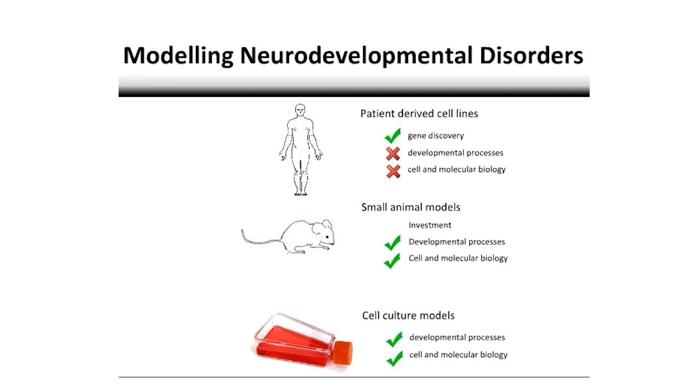So another way that many people use is cell culture models, and there are a few cell lines out there which do present some recapitulation of developmental events, whether it be a neural stem cell line that can differentiate into a neuron or into a glia cell, and these cell lines at least give us some information on developmental processes.